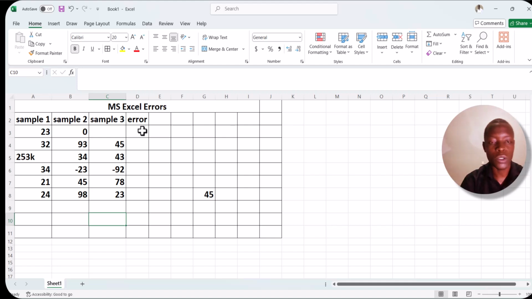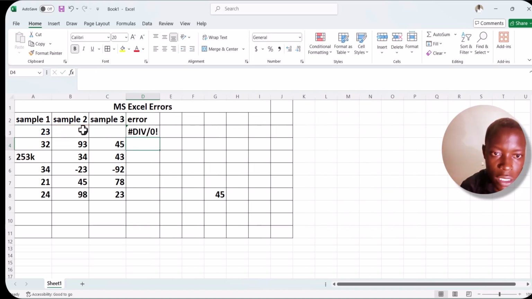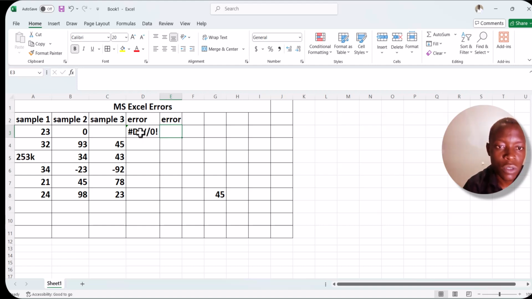The first error we are going to demonstrate is when you try to divide by 0. What do you get? Always remember that whenever you're trying to enter a function, you start with an equal sign. So if you have this number and you're trying to divide it by 0, that is the answer we are going to get, and that is the error. You can also get the error #DIV/0!, which implies that we have tried to divide the number by 0.